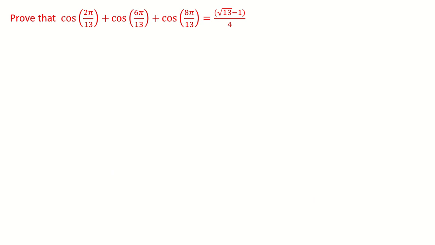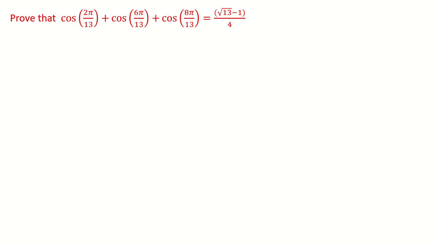Prove that cos of 2 pi by 13 plus cos of 6 pi by 13 plus cos of 8 pi by 13 equal to (root 13 minus 1) by 4. So this is a very complex problem actually. I chose this problem mainly to show how trigonometry and algebra go together. You need to apply all the rules of trigonometry and algebra here.